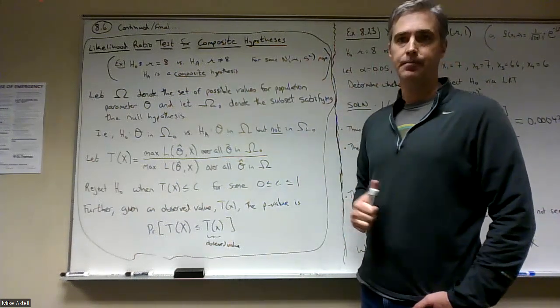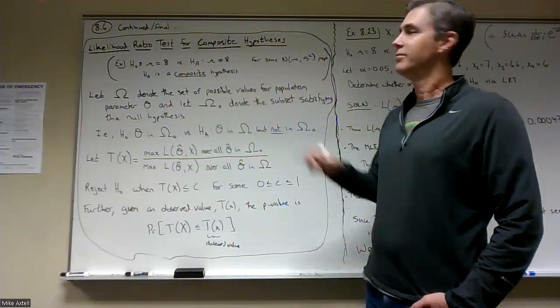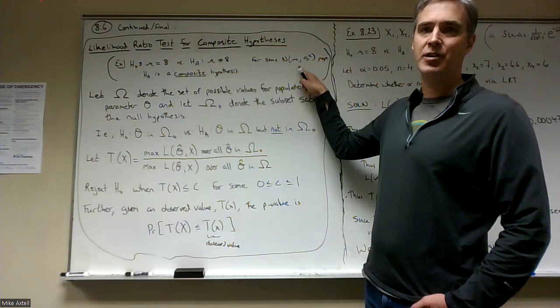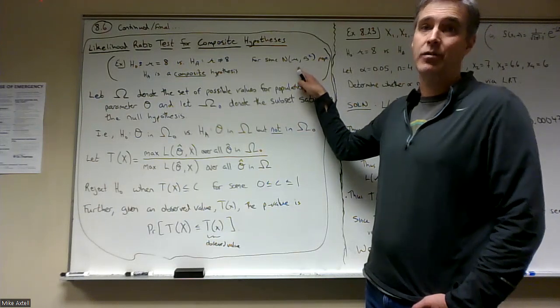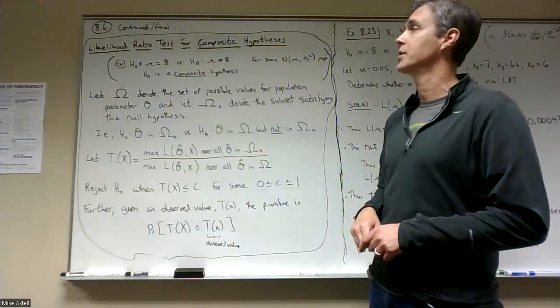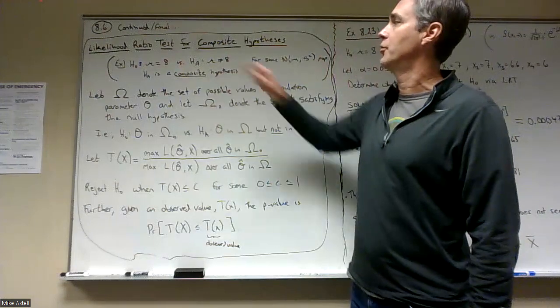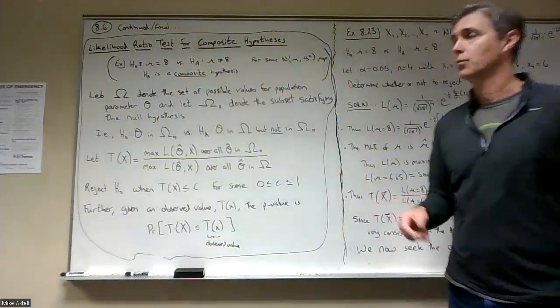Maybe mu is less than 8. If you know that mu is less than 8, you don't know everything about the population. Maybe mu is 7, maybe it's 5. Who knows? It doesn't tell you everything about the population, so it's composite. So in this example, H naught is a simple hypothesis, but the alternate hypothesis is composite, okay?